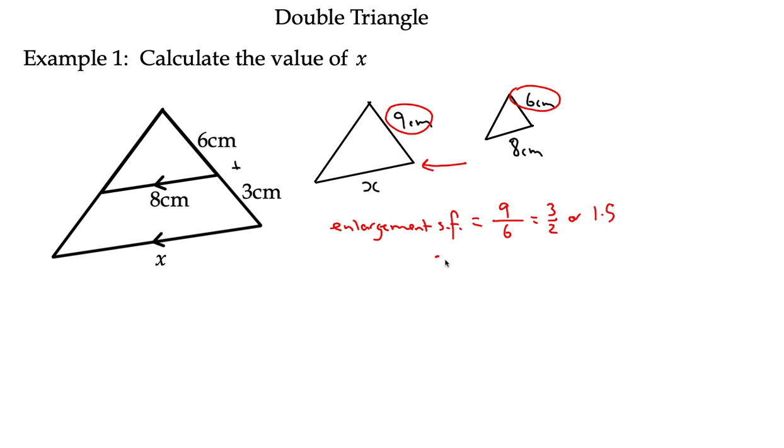It means that x, the actual dimension we're trying to find, is going to be connected to its matching side, which is 8. So 8 centimeters multiplied by the scale factor. So x is 8 multiplied by 3 over 2, or 1.5. So 8, remember you can multiply the whole number by the numerator there. 8 times 3 is 24, divided by 2 is 12, or you could do 8 divided by 2 is 4, times 3 is 12. Either way you get 12.